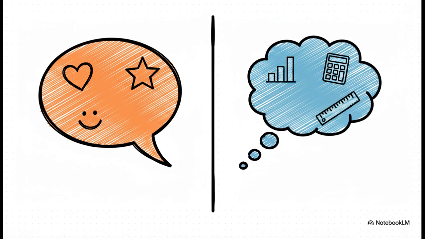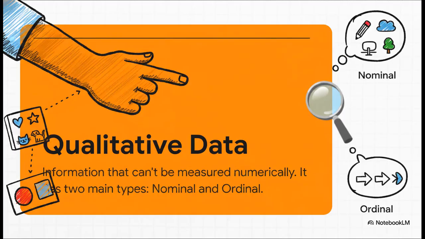On the left, you have qualitative data, also called categorical. This describes things, qualities or characteristics. On the right, you've got quantitative data, or numerical. And that's all about things you can measure with numbers. Okay, let's dive into that first bucket, qualitative data. This is all about sorting information into groups. And within this family, there are two key flavors you've really got to know, nominal and ordinal.